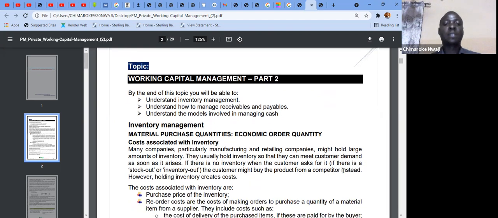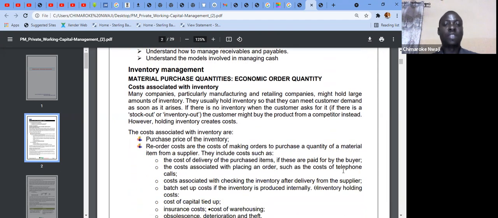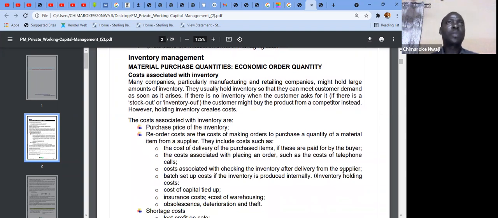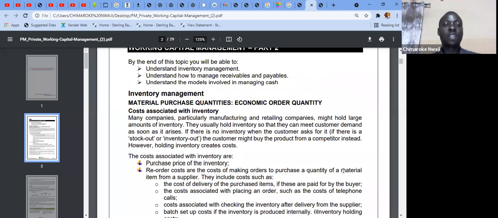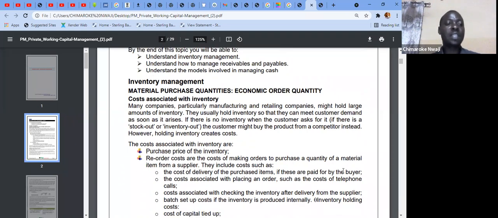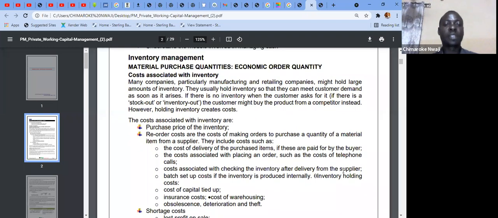Now let's look at management of inventory. You know, working capital elements include inventory. We also have receivables and payables. Then we have cash. So we are taking these one at a time.